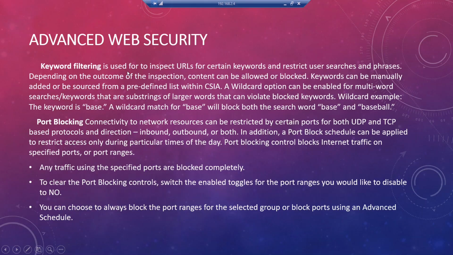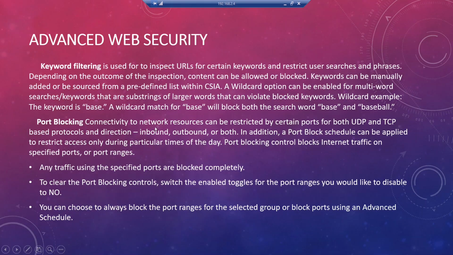Basically, it is used to inspect URLs for certain keywords. If a URL has certain keywords which are not allowed, we can block it and restrict user searches and phrases. Depending on the outcome of the inspection, we can either allow it or block it based upon the keywords.